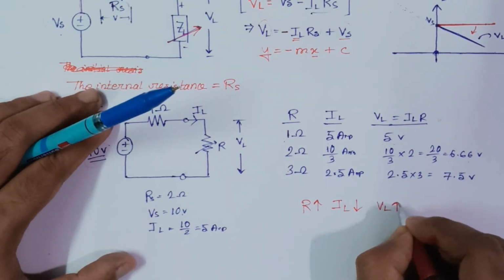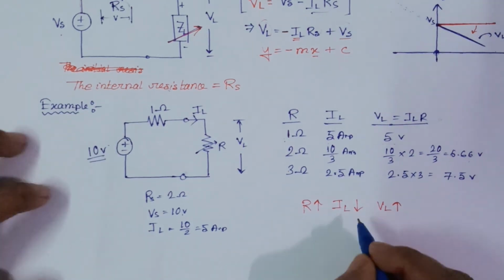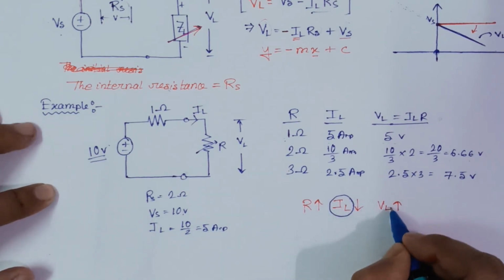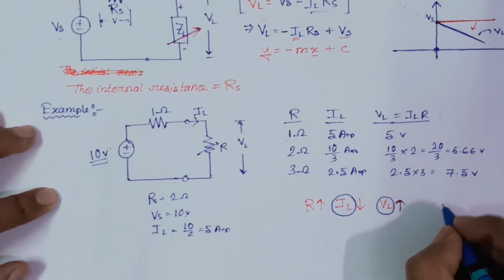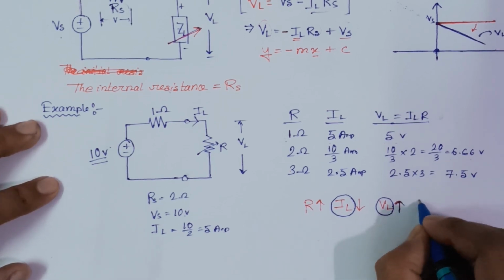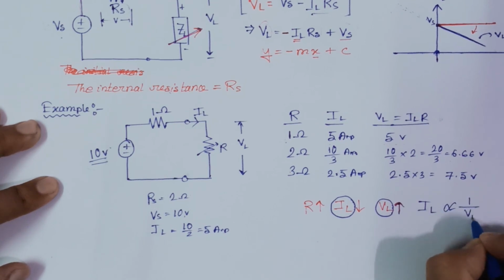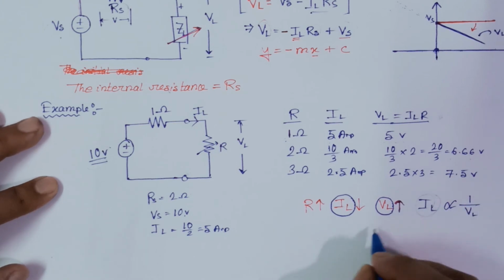So what we are seeing is that with increasing resistance, IL is decreasing, and when IL decreases, the load voltage increases. So when the load current is decreasing, the load voltage is increasing. So the relation between current and voltage is inversely proportional.